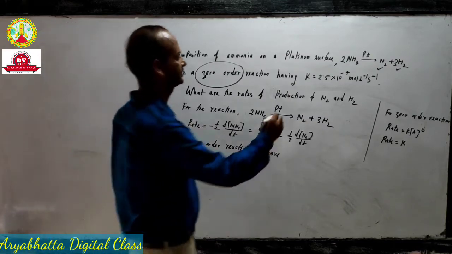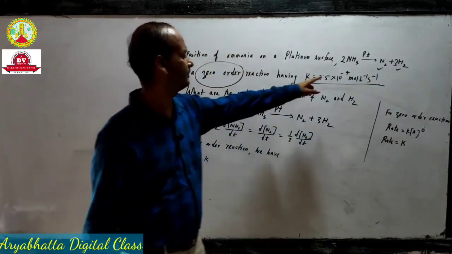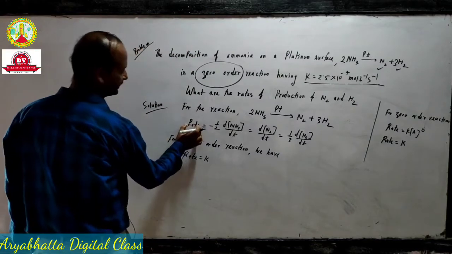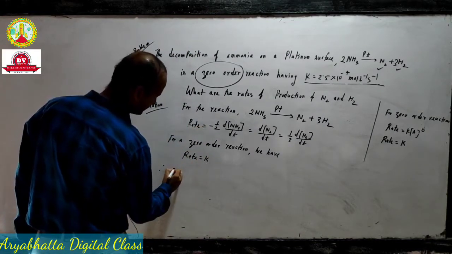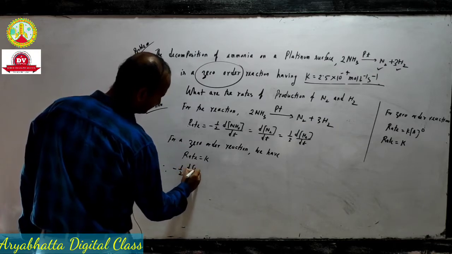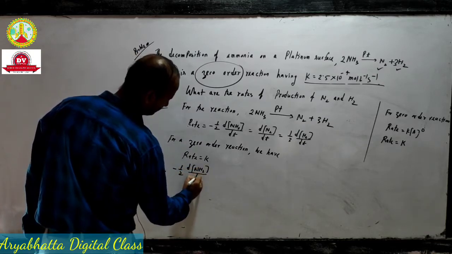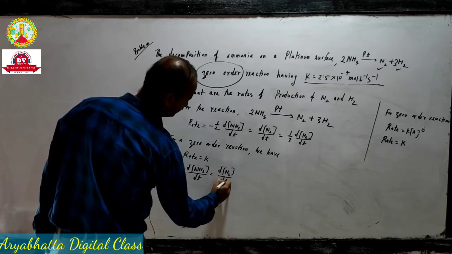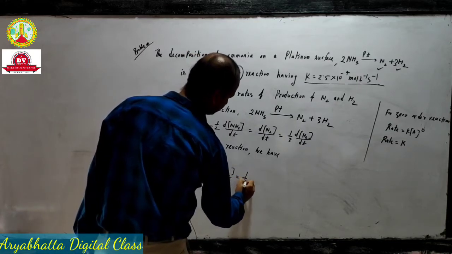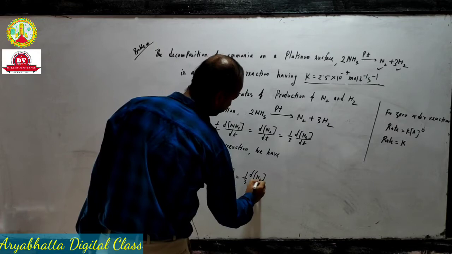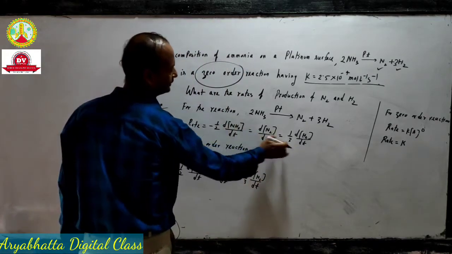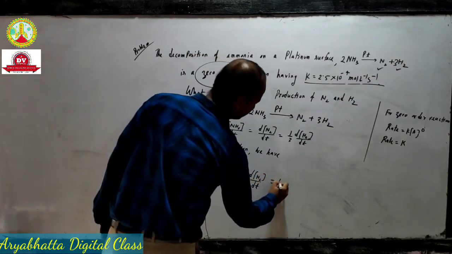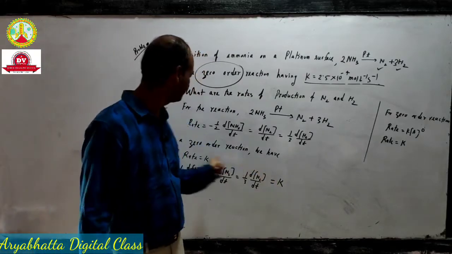Now let's see what the value of the rate constant is. It is 2.5 into 10 to the power minus 4 mol liter inverse second inverse. The value of k is given. Therefore, in place of rate you can write k. Now, minus 1/2 d[NH3]/dt, d[N2]/dt, and 1/3 d[H2]/dt. This whole thing is equal to rate, so it equals k.